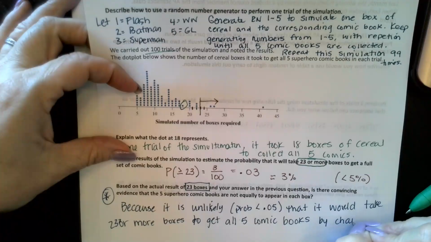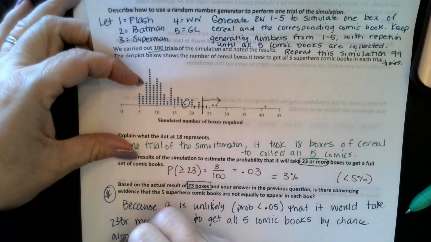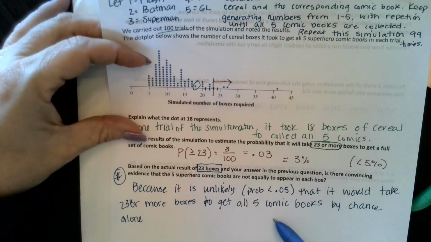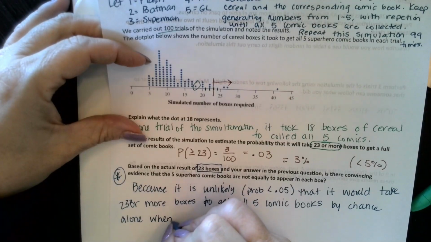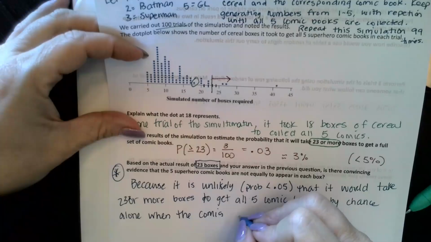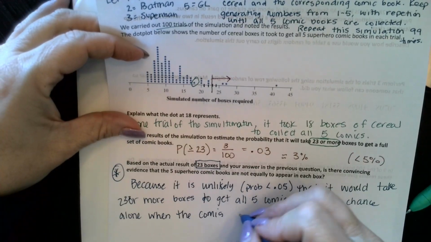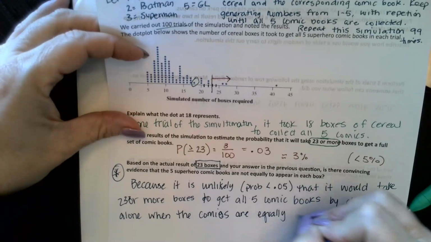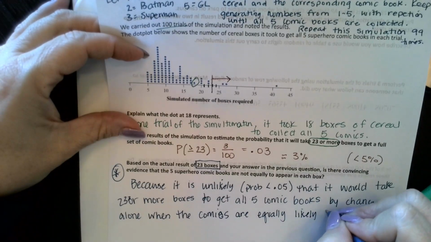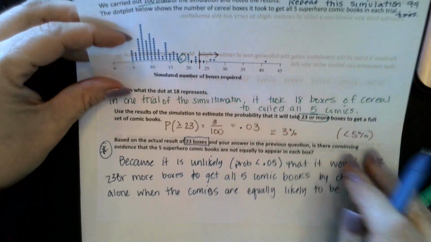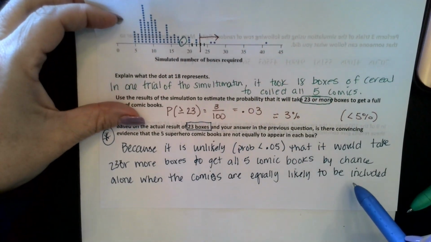By chance alone, right? Because it is unlikely that it would take 23 or more boxes to get all 5 comic books by chance alone when the comics are equally likely to be included. And we know that from our original statement. So they're saying that they're equally likely to be included.